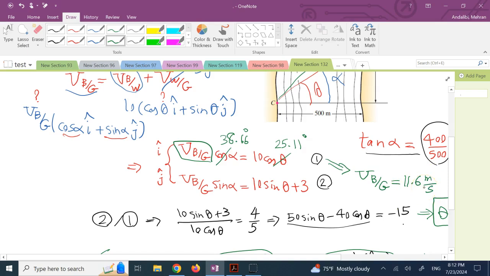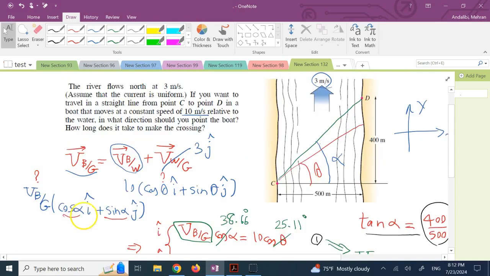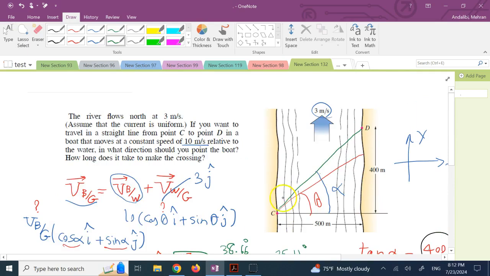Now, why is that important? Because this is the speed using which you travel the distance from point C to point D with respect to the ground. Because your goal is to go from C to D. So you need to travel this distance from C to D. This is with respect to the ground, and that VBG is also your speed with respect to the ground. So you have to divide that distance by that speed, assuming that is constant, and that gives the time.